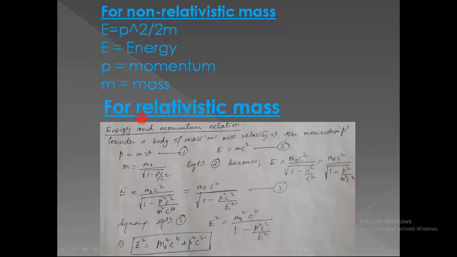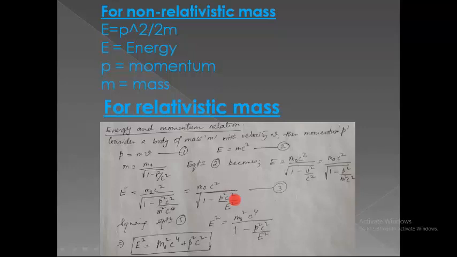And for that case, when mass remains constant, we say it's a non-relativistic case. And when mass does not remain constant, we say relativistic mass. That means, when does it happen? It happens when that body of mass m moves with a velocity v comparable to c. That time your mass changes.